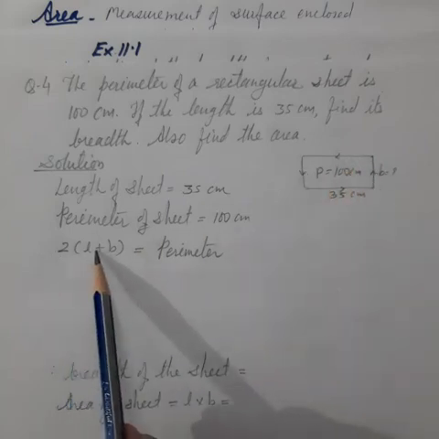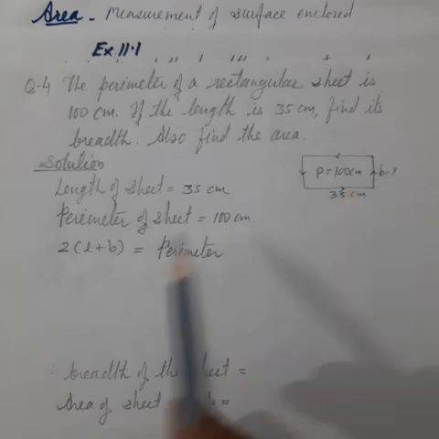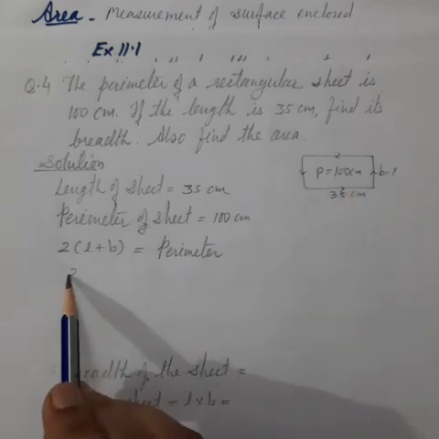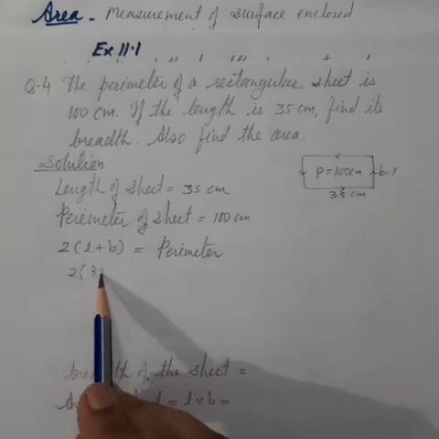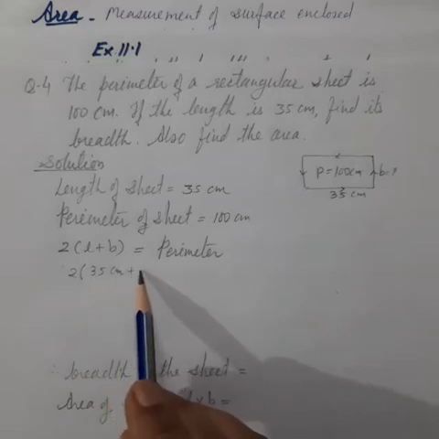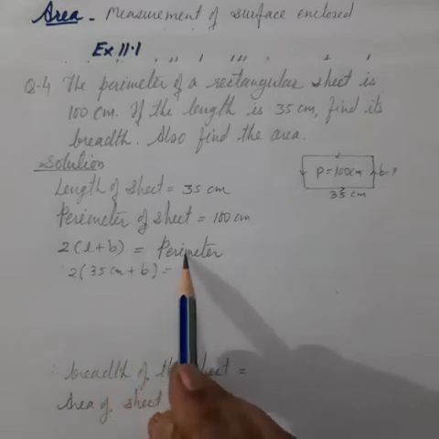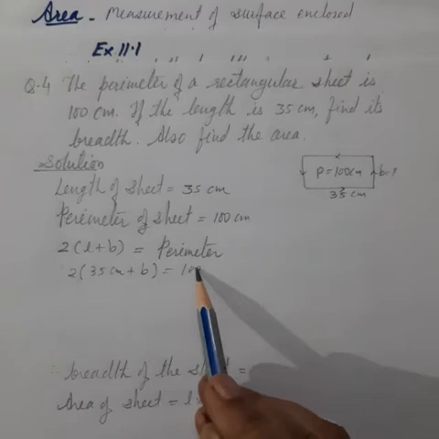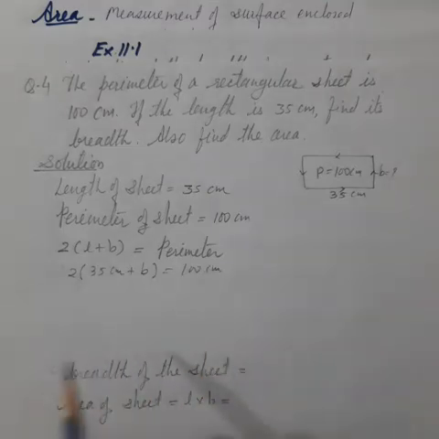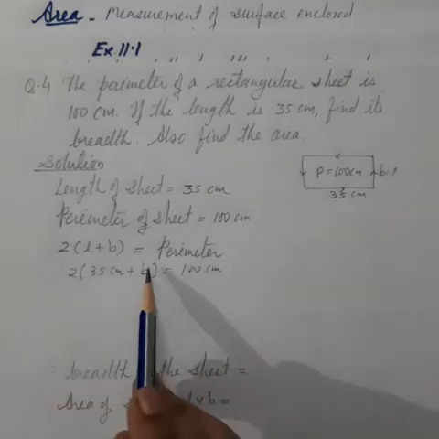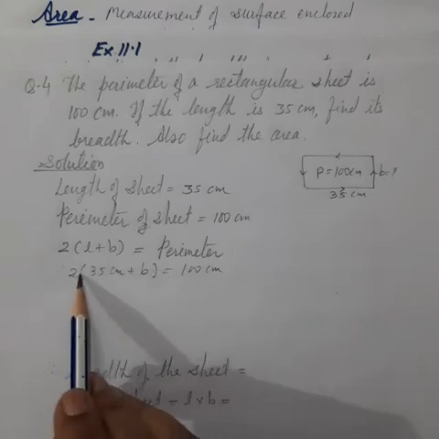That means perimeter is 2 times length plus breadth. Now put the values here in this formula. Length is 35 centimeter. Breadth we have to find out and perimeter is given 100 centimeter. Now solve this equation. This 2 is multiplied by the whole bracket.